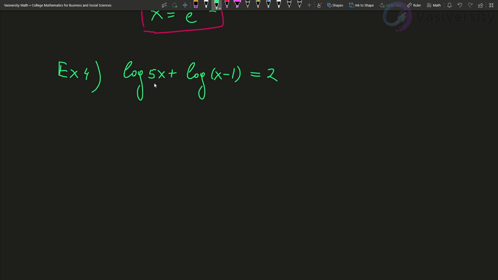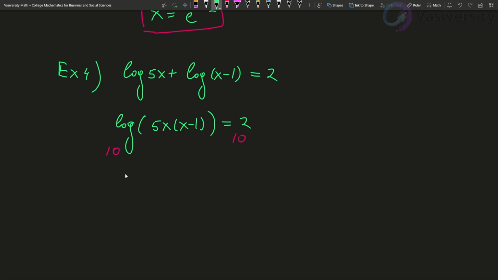So we have a logarithm base 10 and a logarithm base 10. If we're adding two logarithms with the same base, we're going to multiply the internal parts of the logarithms. So we're going to have the logarithm of 5x times x minus 1, and that's equal to 2. Okay, now, since we cannot simplify any further, we have to go ahead and put 10 to the power of the left-hand side and 10 to the power of the right-hand side.